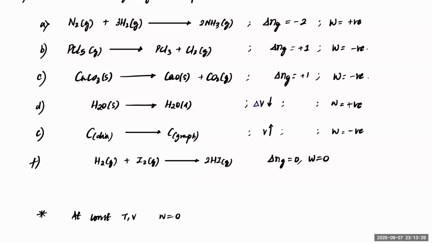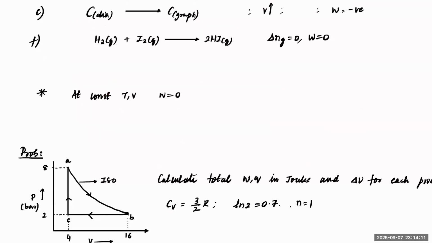Next, if you have diamond to graphite, the volume will be more because the density of diamond is more and the density of graphite is less. If density is less, the volume occupied is more. So delta V is actually positive. Volume is increasing as you go from reactants to products. As volume is increasing, work is done by the system, so expansion will take place. So work is negative in this case. If delta Ng is 0 for gaseous reactions, then work is also 0. And at constant temperature and volume, work done will be equal to 0.